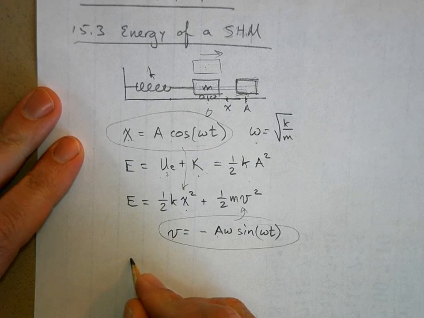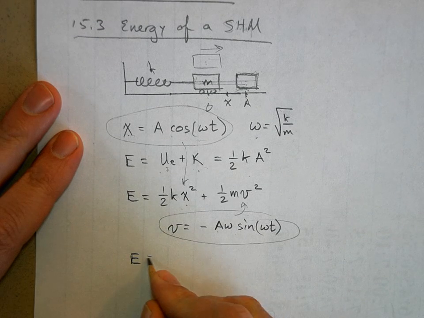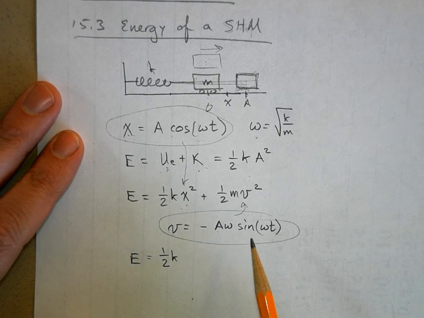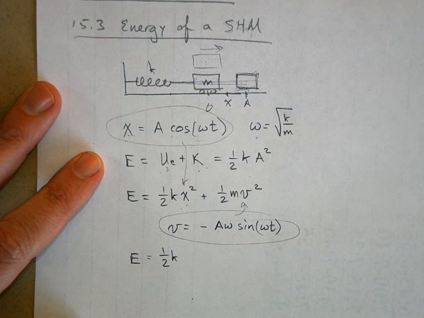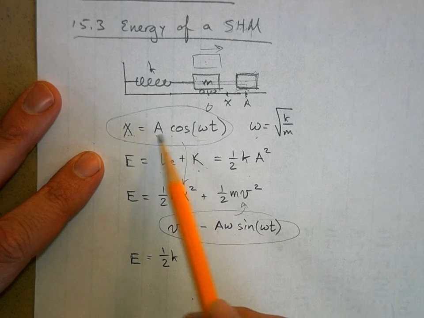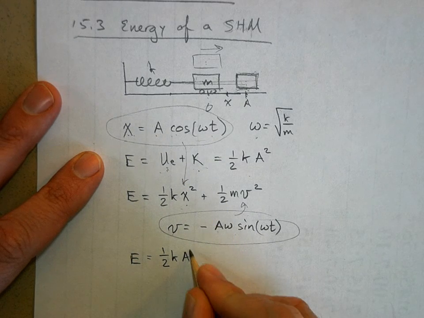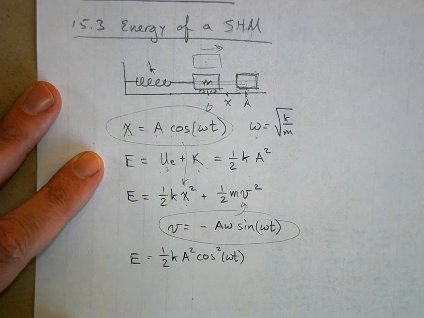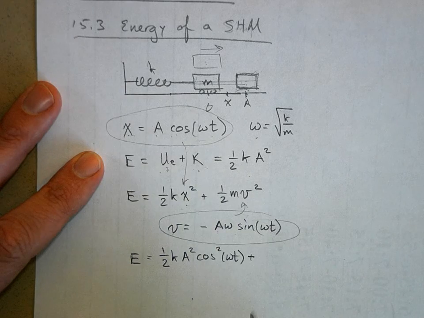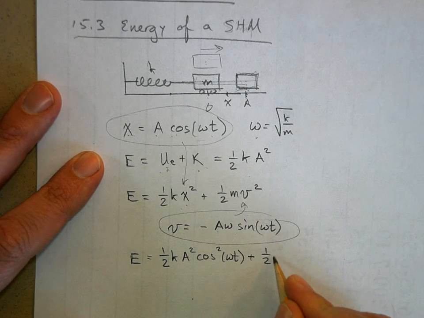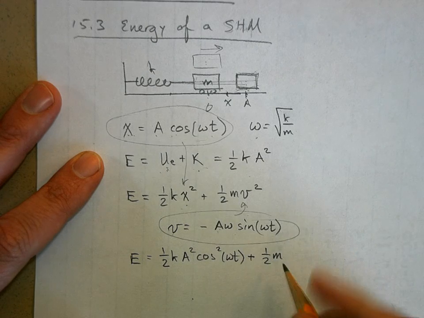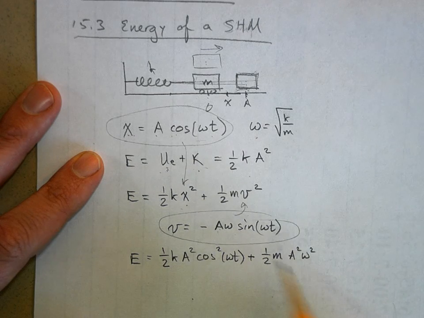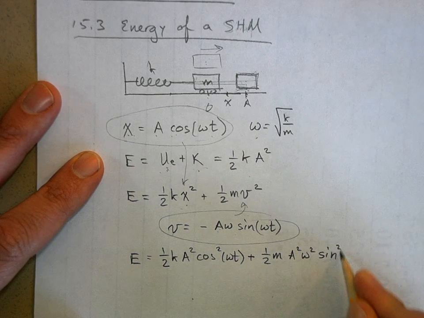But E, the total mechanical energy, is equal to 1/2 K X squared. Well, what is X? It's A cosine omega t, but we got to square it, so that's going to be A squared cosine squared omega t, right? Plus 1/2 M V squared. Well, the negative gets squared away, so this becomes A squared omega squared times the sine squared omega t.